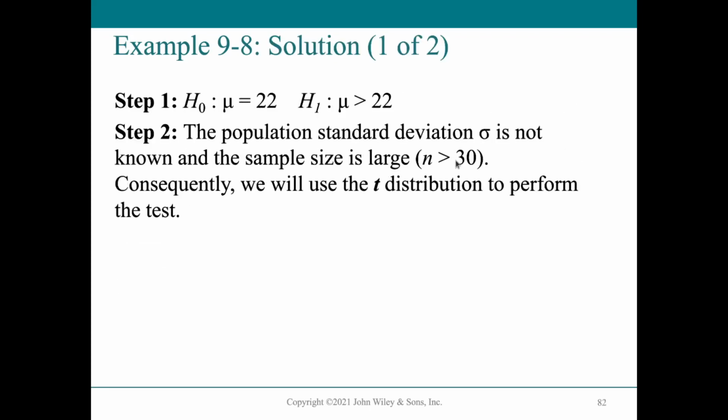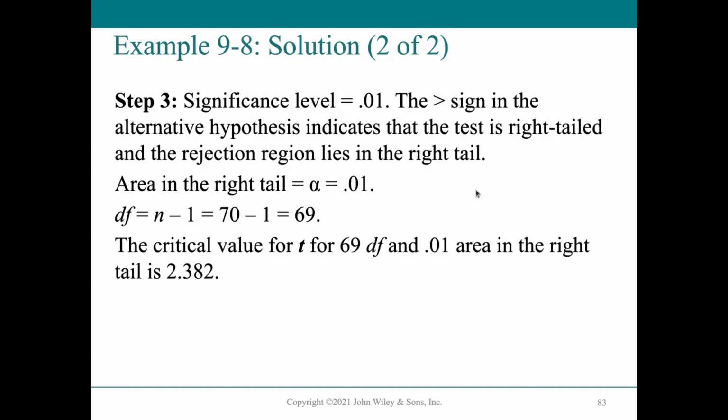We have 70 sampled hours. Consequently, we can use the t-distribution to perform this test. So the third step is, of course, finding the critical value, which is based on our significance level. Our significance level is 0.01.